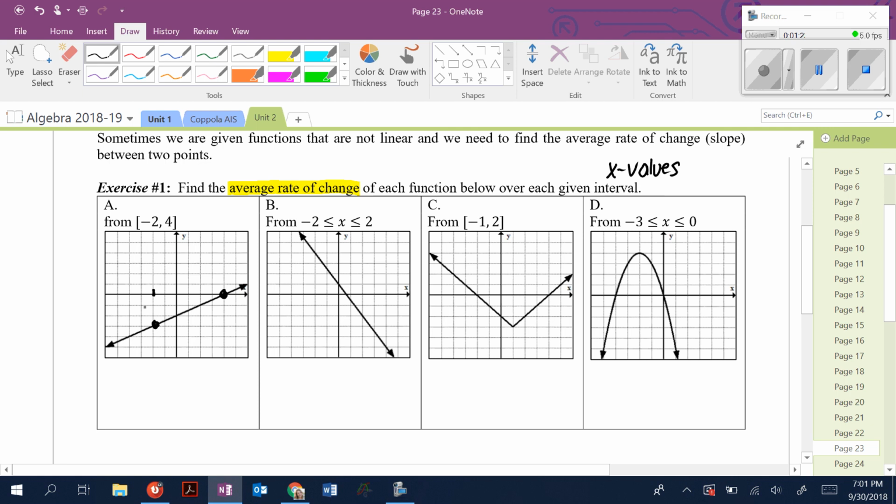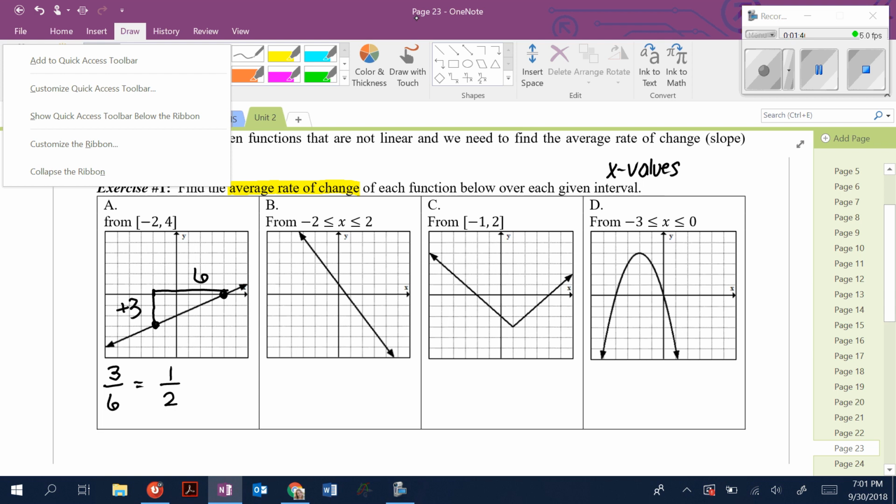So remember slope. Slope is rise over run, right? You probably exhausted your brains with that last year. So up 1, 2, 3. So up 3. And then to the right, 1, 2, 3, 4, 5, 6. So rise over run is really simplified to 1/2.